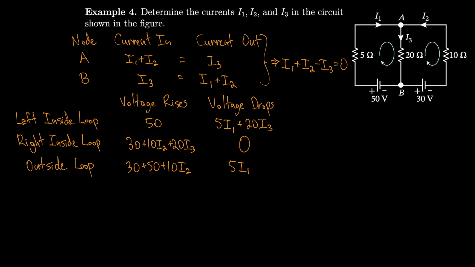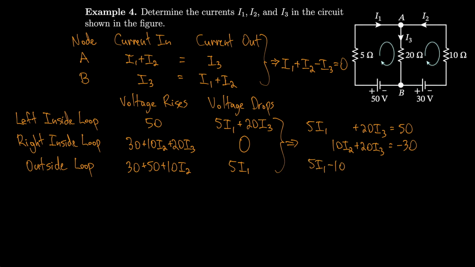Okay, so that means that if I combine all these facts together, we get 5I1 plus 20I3 is equal to 50. I get 10I2 plus 20I3 is equal to negative 30 by just subtracting 30 from the other side. And I get 5I1 minus 10I2 equals 80 by collecting like terms.